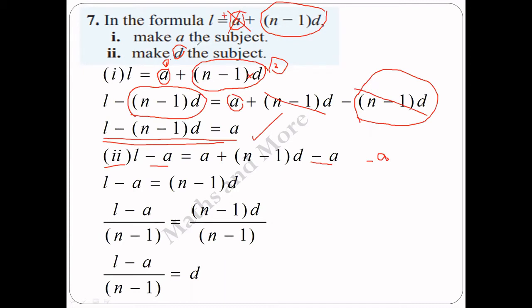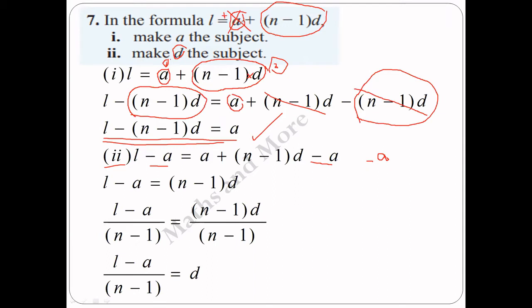Check this. How to write that step? Already L is there, so write L. You have to put minus A because we want to remove plus A. So L minus A. Equation sign in the middle.